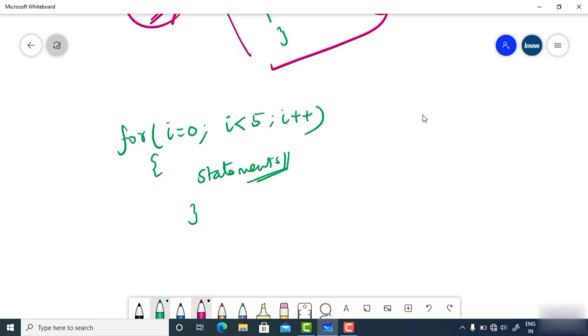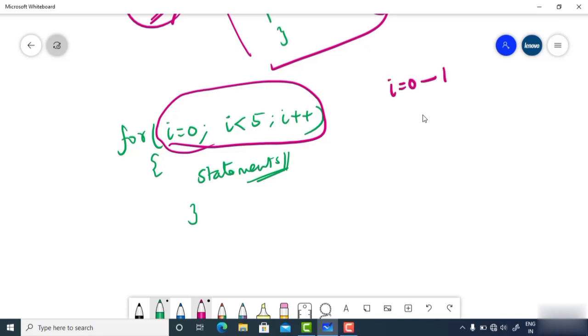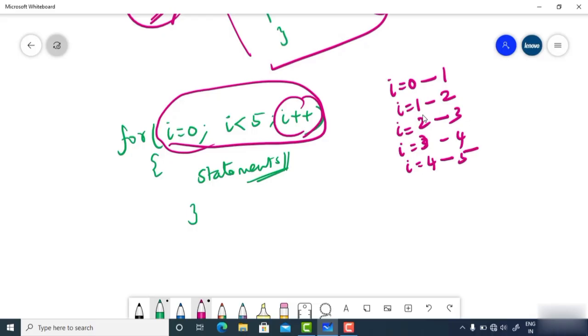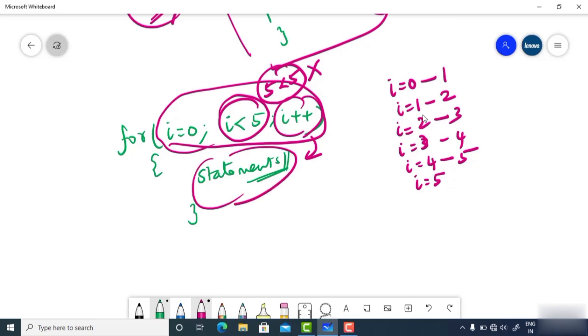Okay. If somebody asks you how many times the for loop will execute, you can say that the first iteration, i equal to 0, is one time. Then I will increment, i equal to 1, is the second time, i equal to 2 the third time, i equal to 3 the fourth time, i equal to 4 the fifth time, and when i goes to 5, it will only check this condition. 5 is lesser than 5, it is not true, so it will not execute the statements inside the for loop, but it will go for the comparison.